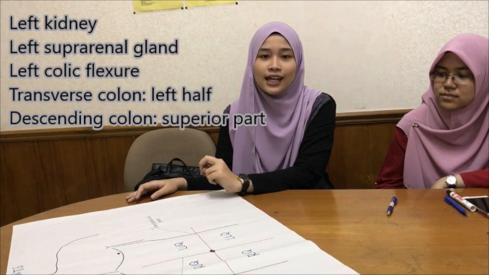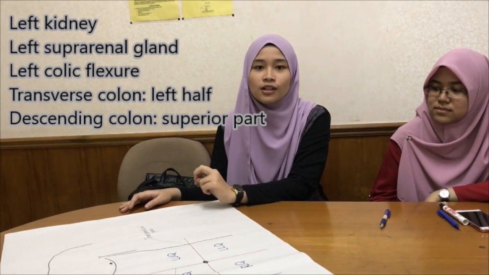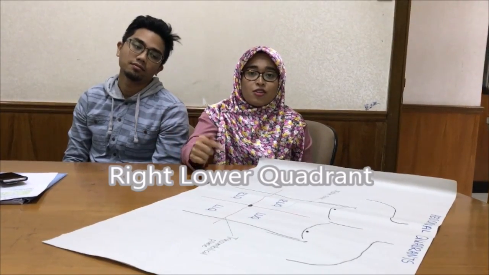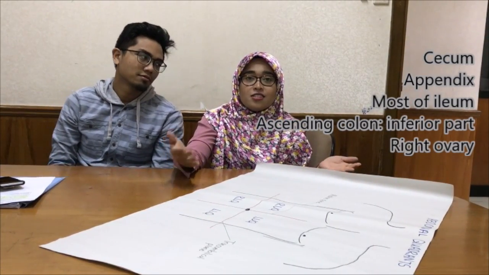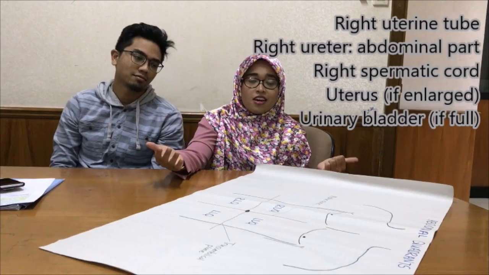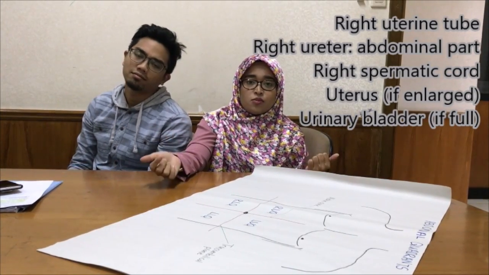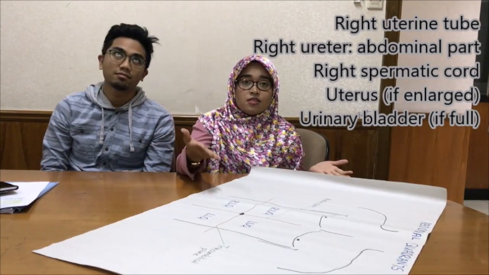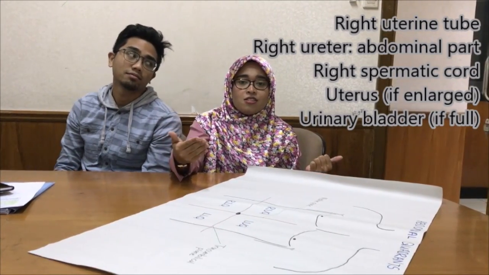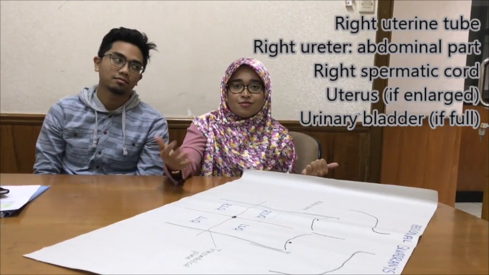left suprarenal gland, left colic flexure, transverse colon, and the superior part of the descending colon. For the right lower quadrant, we have the cecum, appendix, mass of ileum, and the inferior part of the ascending colon, the right ovary and right uterine tube or fallopian tube, right ureter, right spermatic cord, uterus if it's enlarged, and urinary bladder if it is full.